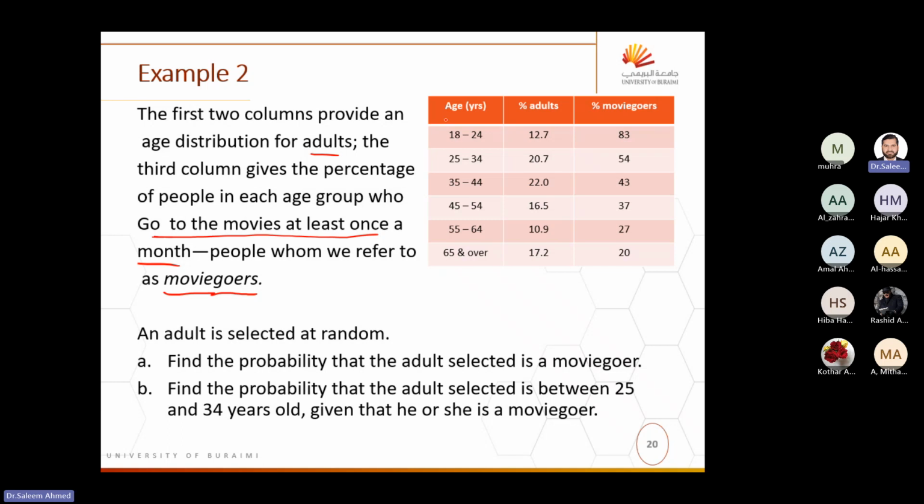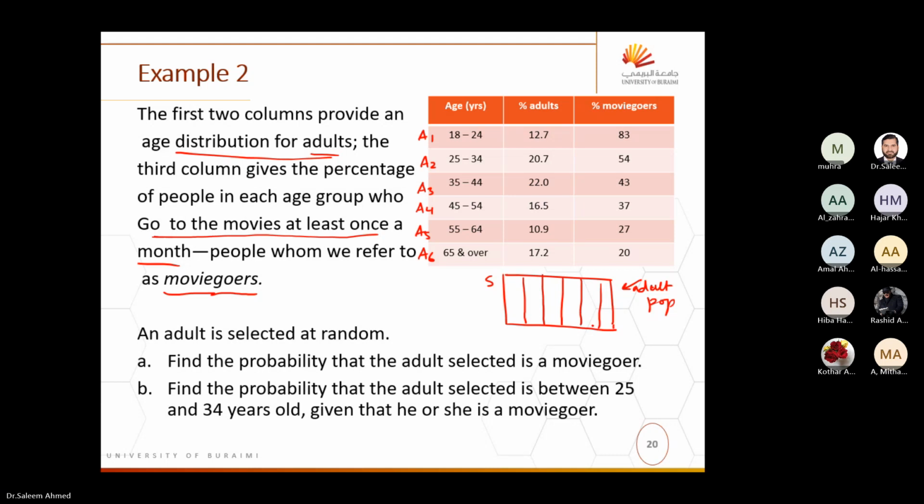So see, there are different age groups. I can call the first age group A1, the second age group A2, A3, A4, A5, and A6. So 6 age groups are given, and they constitute all my adult population. So my sample space is the adult population, the age distribution for adults. My adult population is divided into 6 age groups, A1, A2, A3, A4, A5, A6.